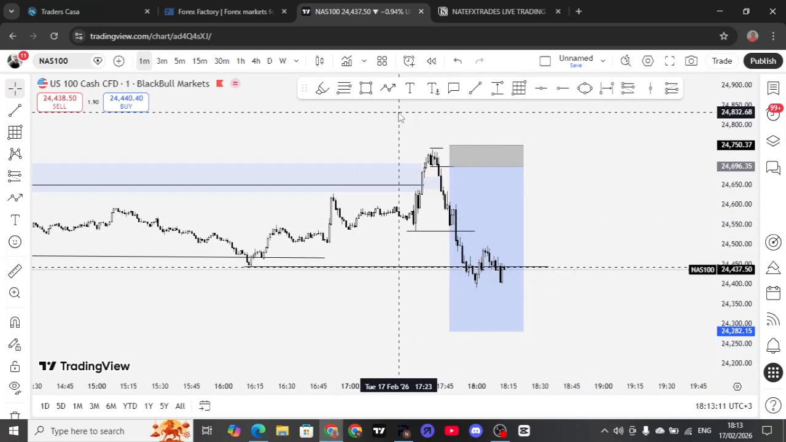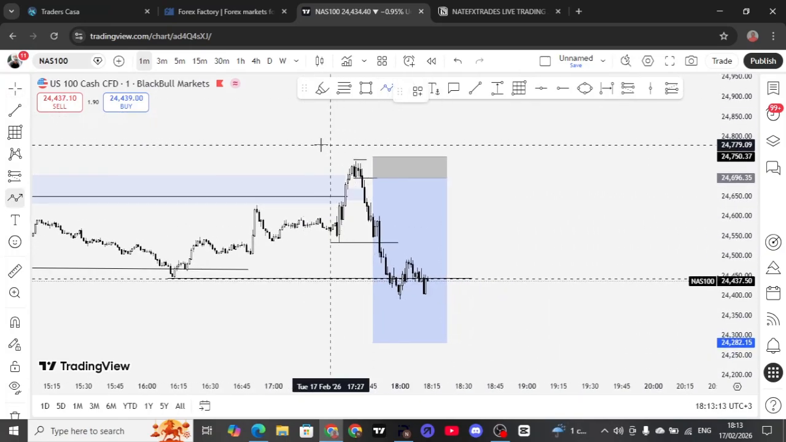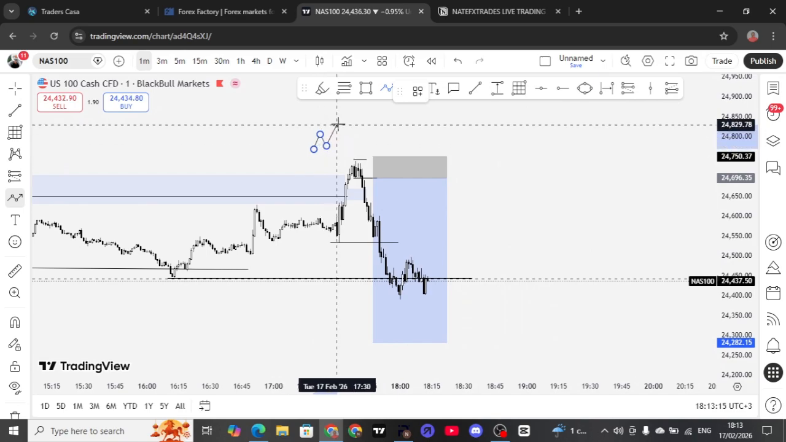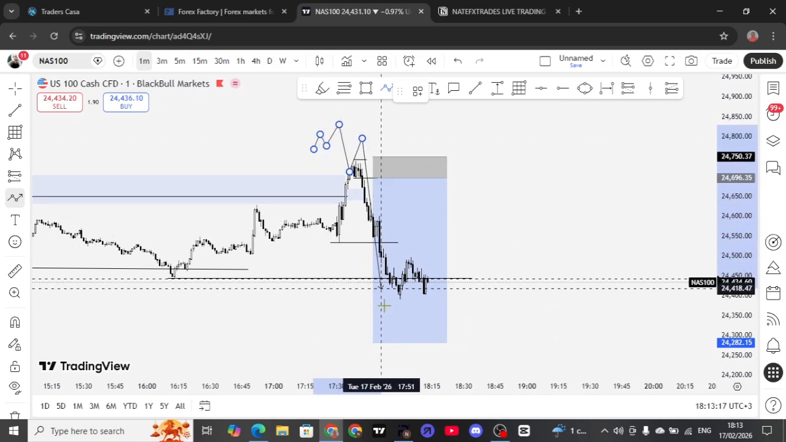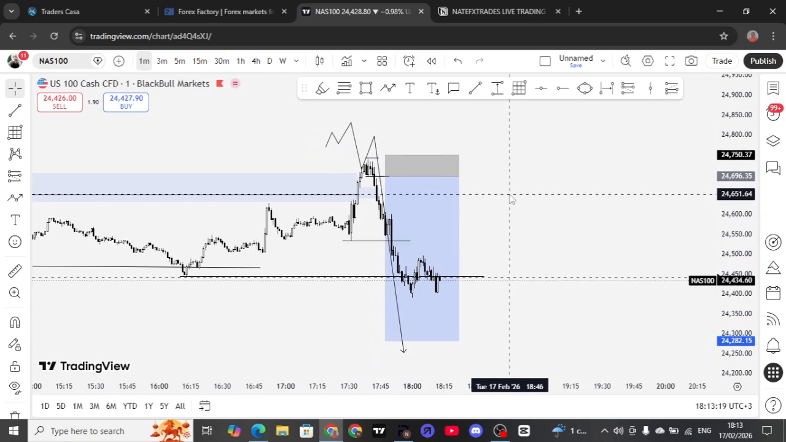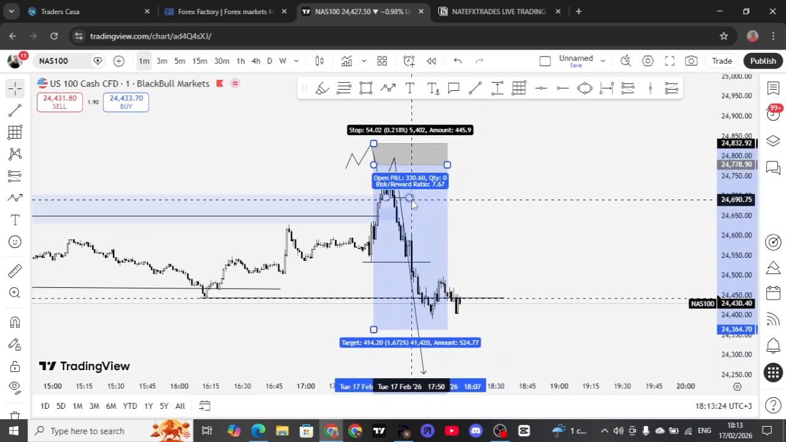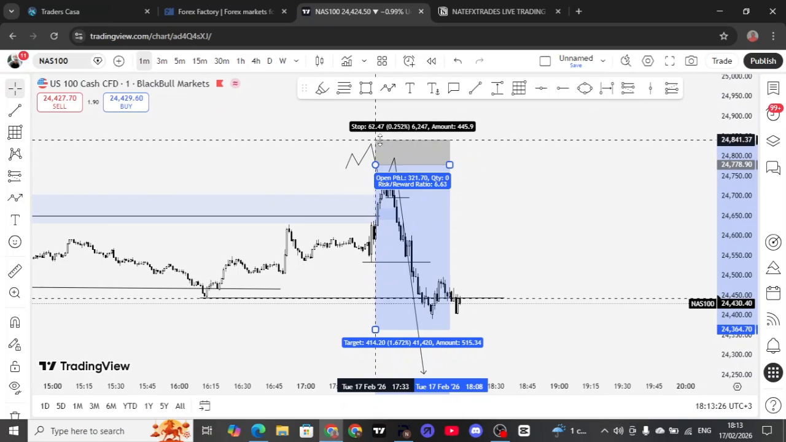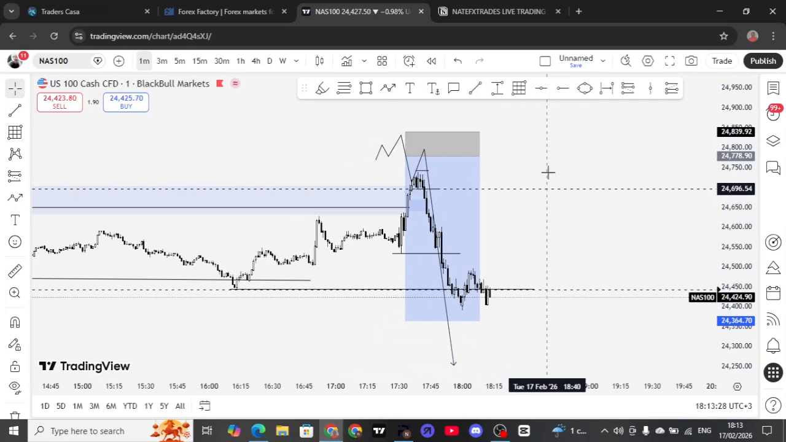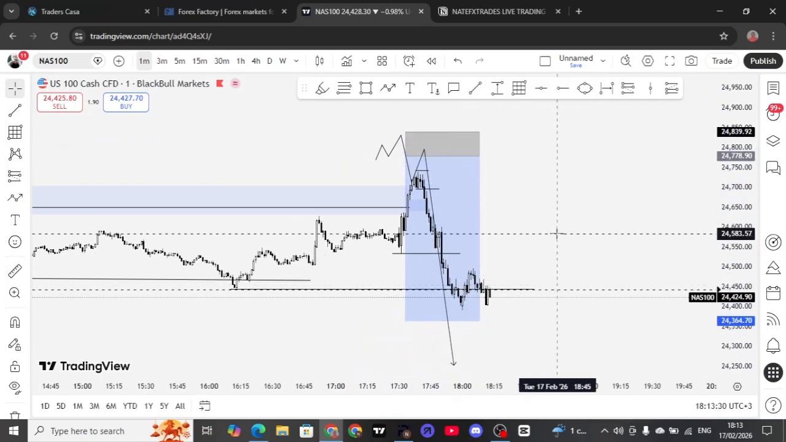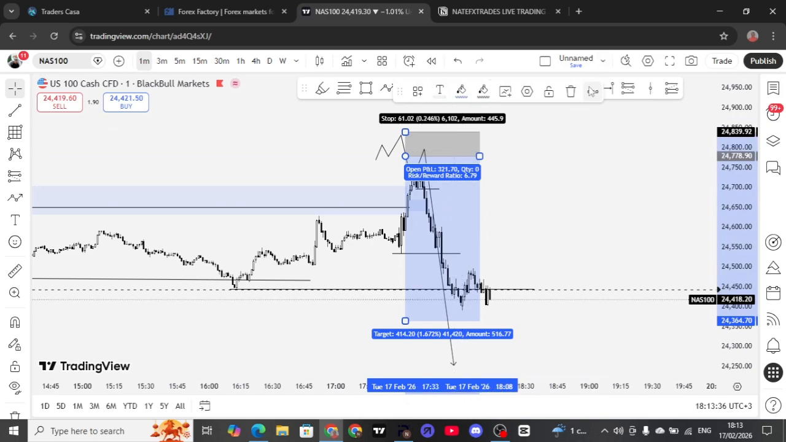Because as you can see, the market never gave me a pattern that I want to see, something like this. If I saw something like this, I would have taken this trade. It would be something like that, a change of character, then a retest, and then I will go down with it. But it never happened, so we have to follow the plan.